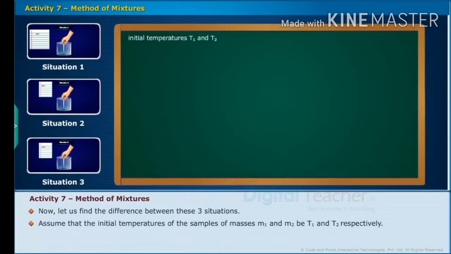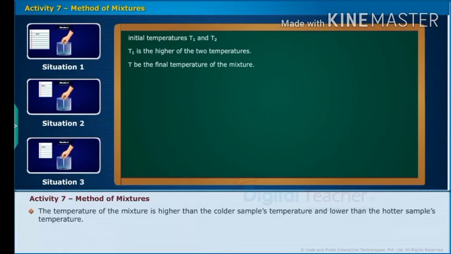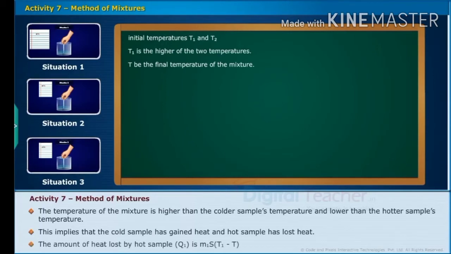Assume that the initial temperatures of the samples of masses m1 and m2 be T1 and T2 respectively. Here T1 is the higher of the 2 temperatures. Let T be the final temperature of the mixture. The temperature of the mixture is higher than the colder sample's temperature and lower than the hotter sample's temperature. This implies that the cold sample has gained heat and the hot sample has lost heat.